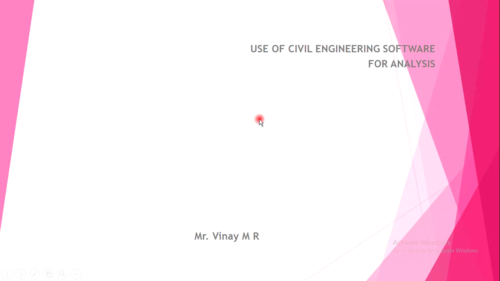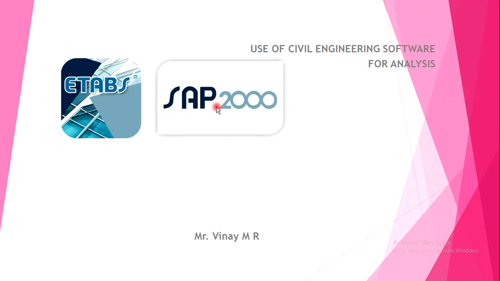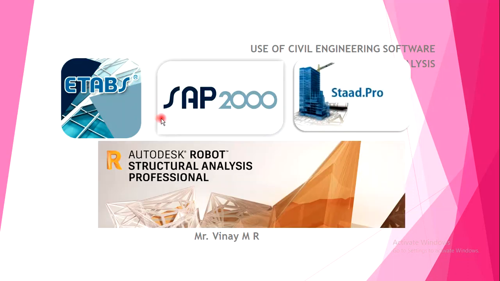In this video lecture, we are going to discuss the topic: use of civil engineering software for analysis. Today, there are several software packages available to analyze, design, and build large projects in no time. Most companies commonly use software like ETABS, SAP, STAAD.Pro, and also Autodesk Robot Structural Analysis for design purposes.